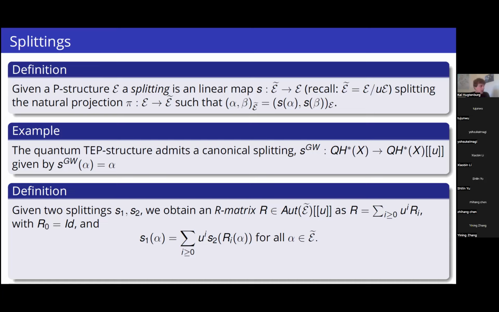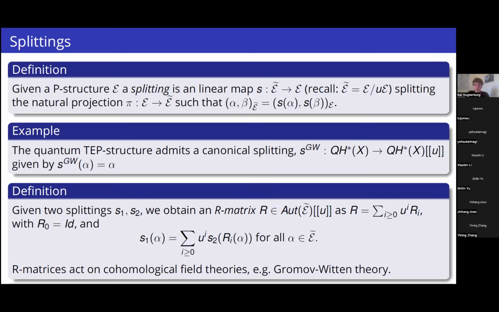And why do I care about these R matrices? Because they were shown to act on cohomological field theories, for example, Gromov-Witten theory. If you don't know what these words mean, don't worry. I will explain in a couple of minutes a more concrete application of what this R matrix does. But if you've seen this before, this might help.